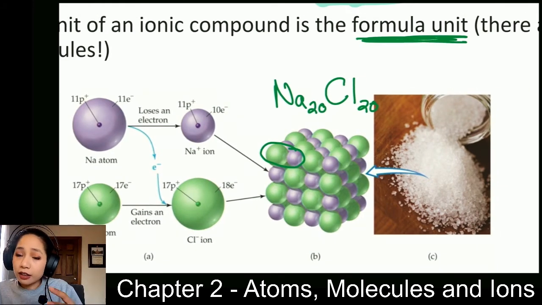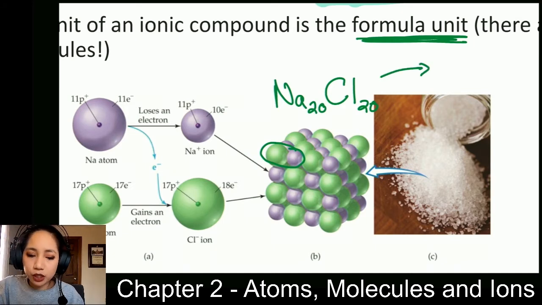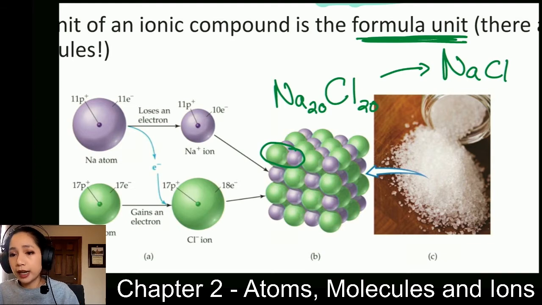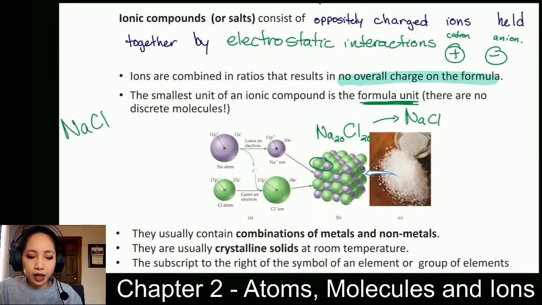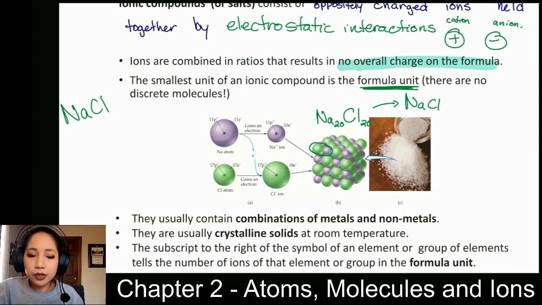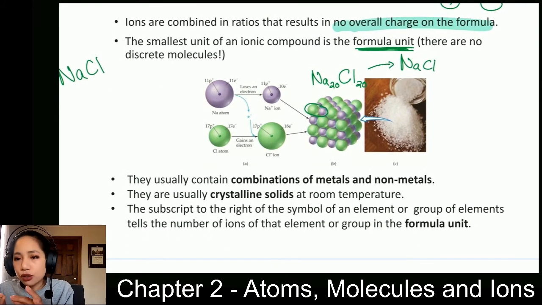So we use the empirical formula. We want to simplify it in such a way that we just convey the ratio of sodium to chlorine atoms. The simplest way to refer to sodium chloride would be just NaCl. There is one sodium atom for every one chlorine atom. But understand that in ionic compounds those ions actually exist in a crystalline array. There's no discrete molecule of sodium chloride. We usually just talk about them in terms of formula units.